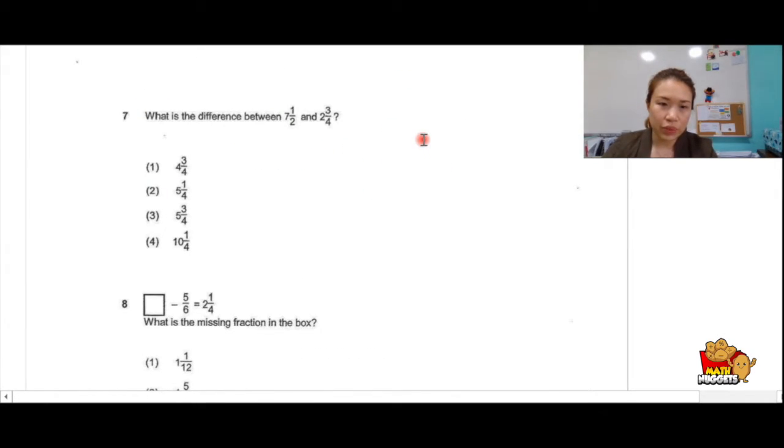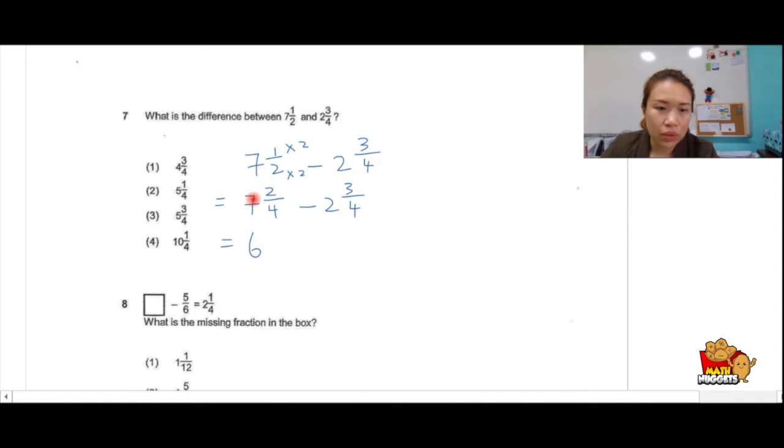Question 7. What is the difference between 7.5 and 2 3/4? In order to do subtraction for fractions, remember you need to change them to the same denominator. So difference means we have to subtract. So change the denominator to 4. So I need to donate 1 whole from here to the fraction. So it becomes 6 out of 4. So that's 4 wholes and 3 out of 4. Number 1.